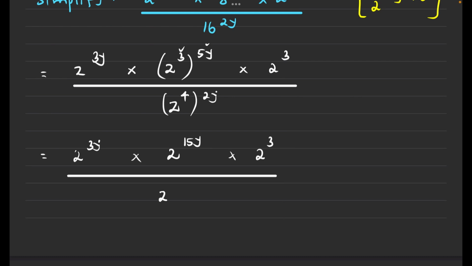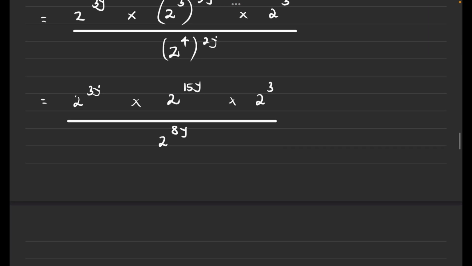So it's going to be 2 to the power what? 8y. Perfect. So if you guys can see on the numerator, I've got the bases, all the bases are the same, which is 2. So I'm going to use the product rule and add the exponent. So it's going to be 2 to the power of 3y plus 15y plus 3. I divide everything by what? By 2 to the power 8y.